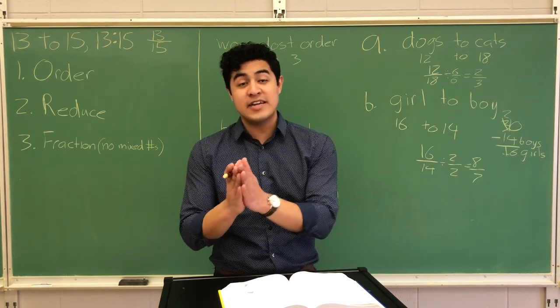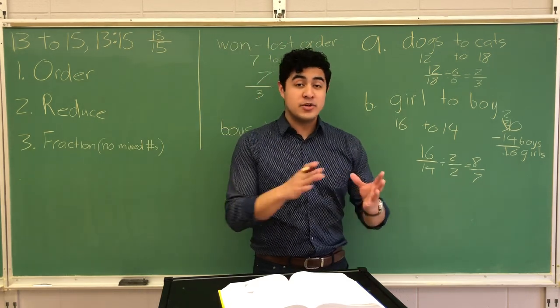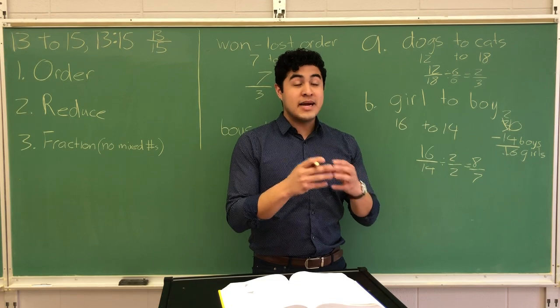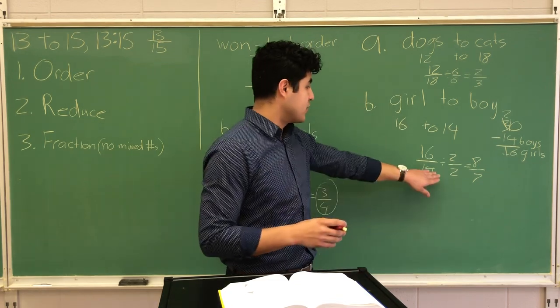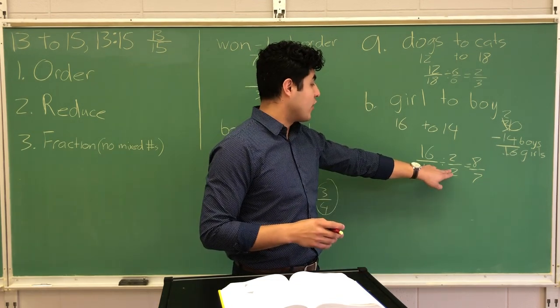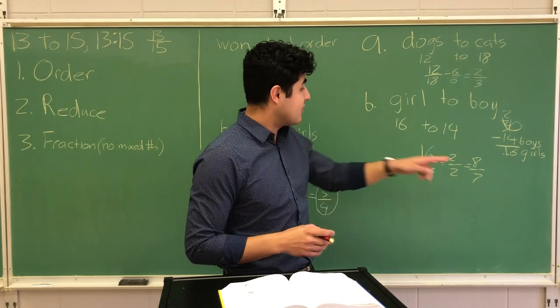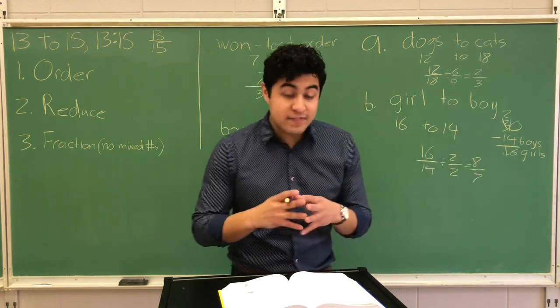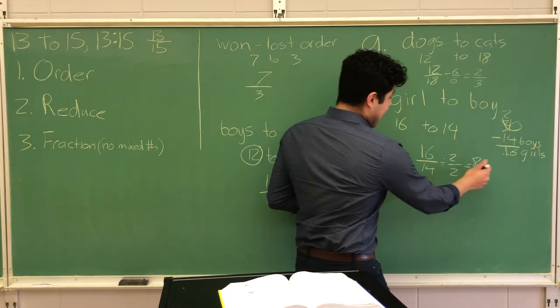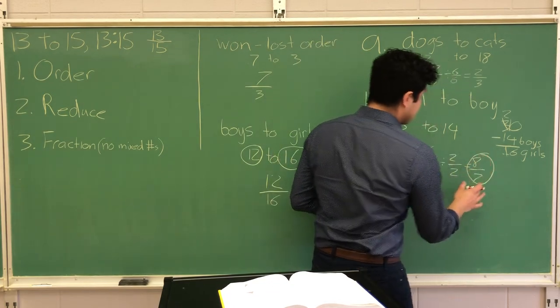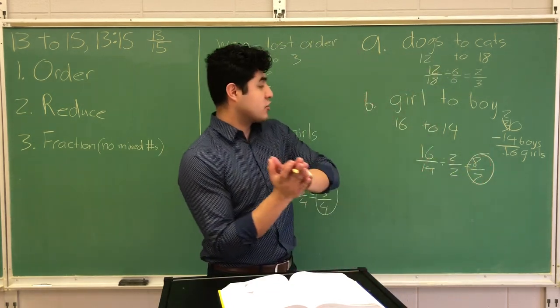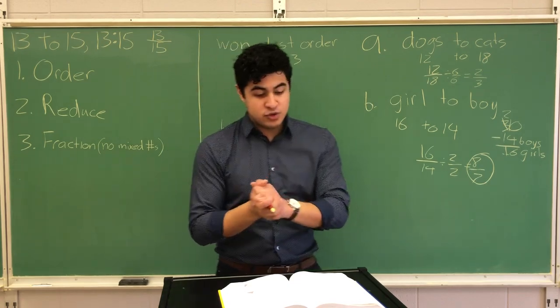Remember, our improper fractions do not get changed, do not reduce by changing them into mixed numbers. We simply reduce them by seeing what factors go into them evenly. In this case, it is 8 over 7. So your final answer would be 8 to 7, okay? 8 over 7, in this case, when dealing with ratios, would be read 8 to 7.